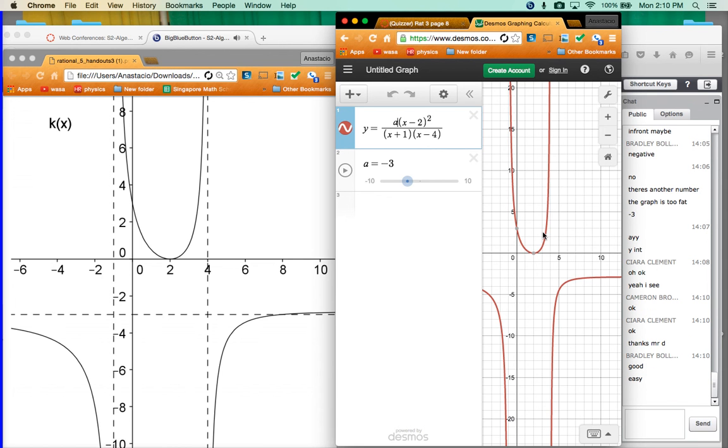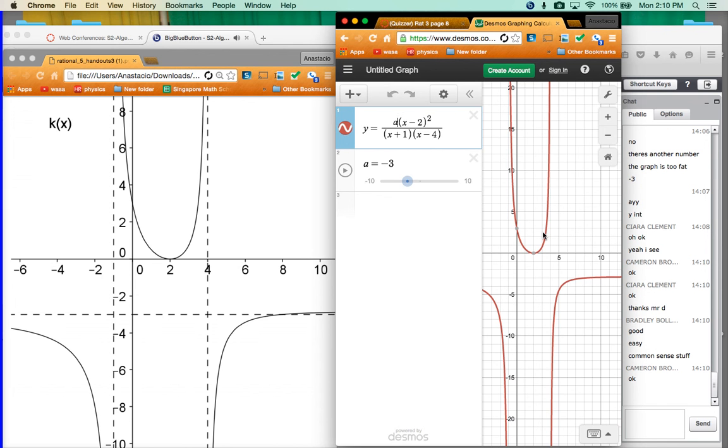Like I said, as you guys do more of these, you get better at them. And you see kind of the point. And personally, I would use Desmos to help me with my homework.